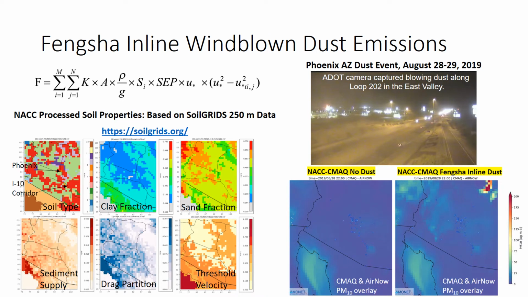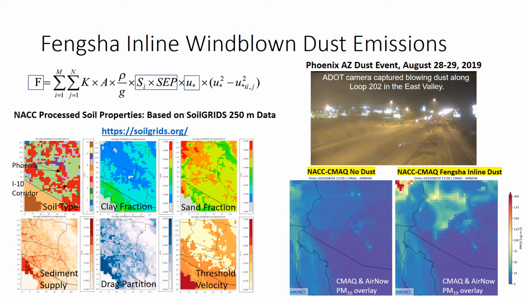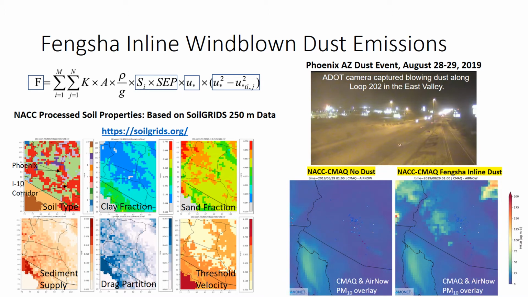Another NACC-CMAQ advancement is the incorporation of the FENGSHA inline wind-blown dust emissions. Governed by the main equation on the top left, the flux of dust, F, is strongly controlled by the soil erosion potential and sources, the surface friction velocity, u star, and the difference in the surface friction velocity and the surface threshold velocity. Therefore, FENGSHA is strongly controlled by the soil properties.